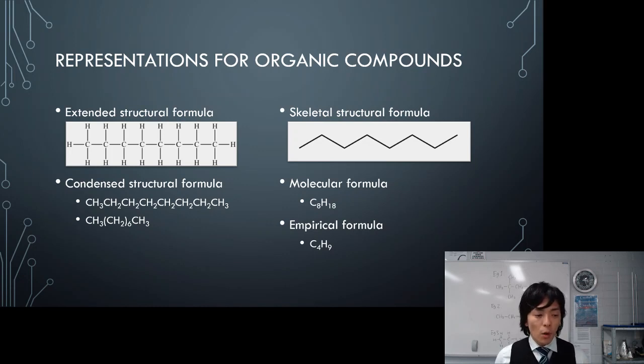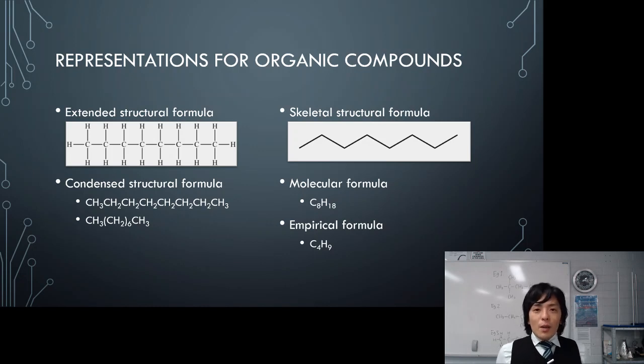For example, below the extended structure, you can find the condensed structural formula, which just says CH3, CH2, CH2, and so on, and at the end you have another CH3. That is the condensed version of the extended structural formula, but it still shows the structure, doesn't it? You can even further condense it using brackets. So CH3, then CH2 in brackets times 6, and then CH3. That still shows the structure of this compound.